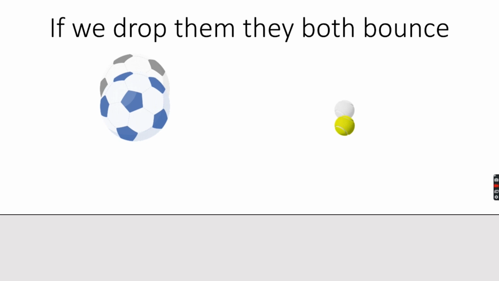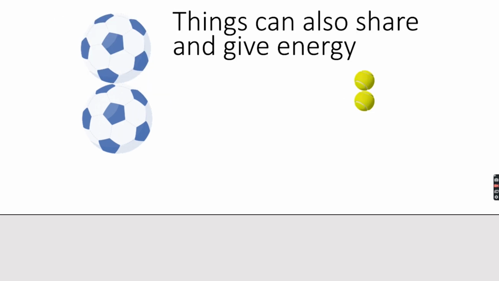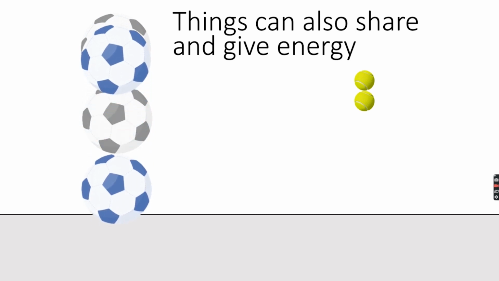What we also have to think about in this example is that things can also share energy and give energy to other things. So when we drop the footballs one on top of each other, what we saw was that the football at the bottom didn't bounce back up very high, but the football at the top actually bounced almost as high as where we dropped it from. Now what happened here was that the football at the bottom that was being squashed gave some of the energy it has to the football at the top, and that's why it went back up higher.